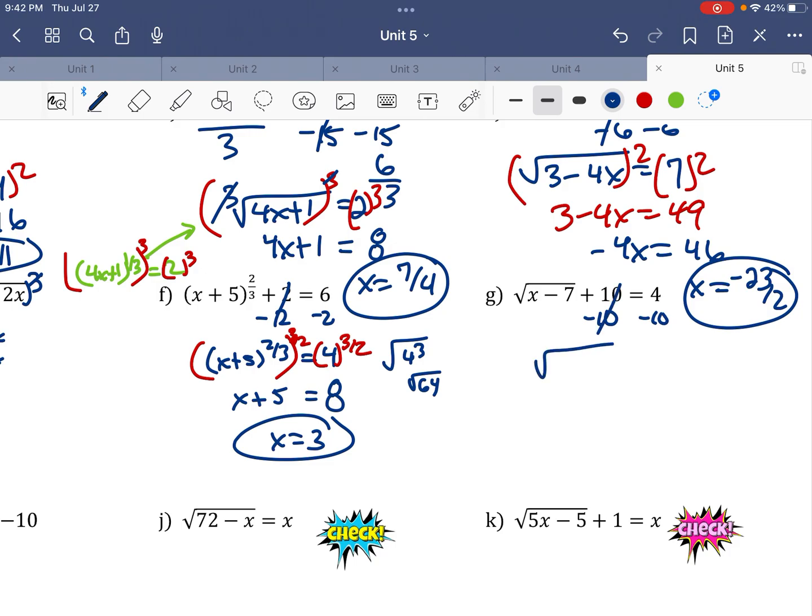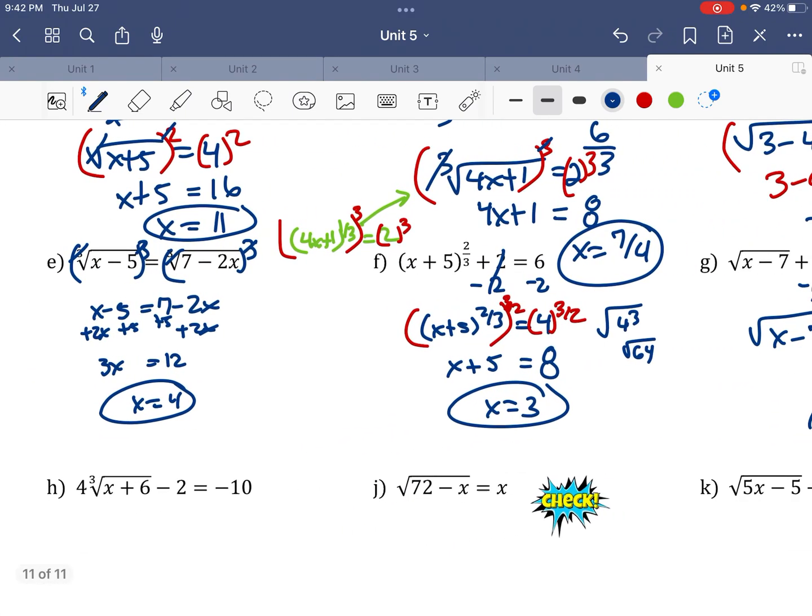All right, over here, take away 10 from both sides. I got x minus 7. X minus 7 equals -6. There's a problem. A square root equaling a negative is never going to happen. So you have to stop yourself in the situation and say no solution. A square root equaling a negative.